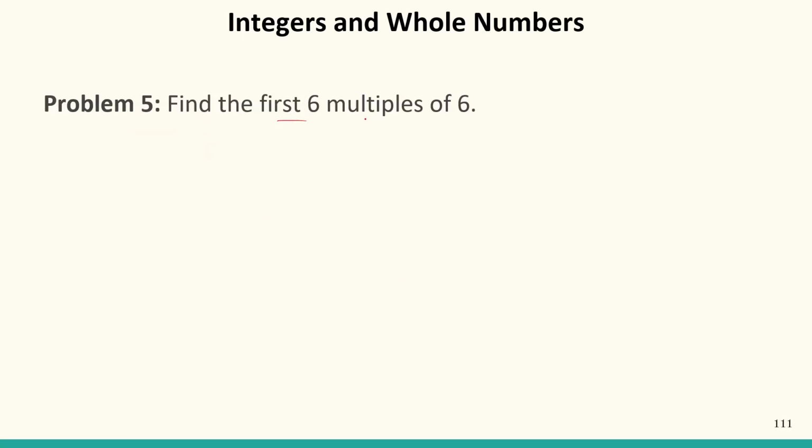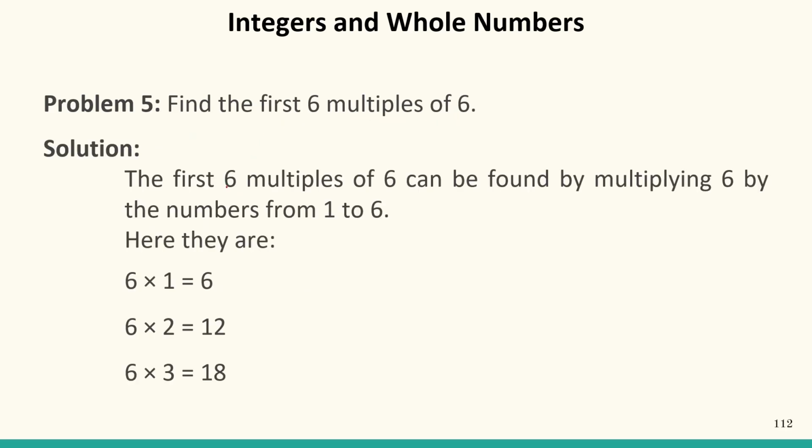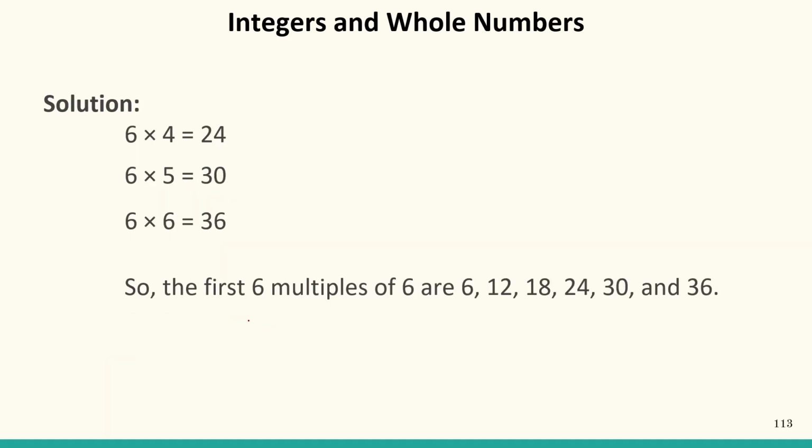So find the first 6 multiples of 6. The first 6 multiples of 6 can be found by multiplying 6 by the numbers from 1 to 6. So here they are. 6 into 1 is equal to 6, 6 into 2 is equal to 12, 6 into 3 is equal to 18. 6 into 4 is equal to 6 plus 6 plus 6 plus 6, that is 24. So 6 into 5 is equal to 30. By adding 6 times, we are left with 36. So the first 6 multiples of 6 are 6, 12, 18, 24, 30, 36.